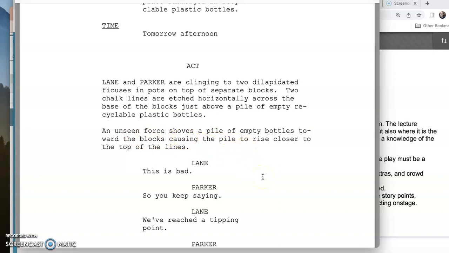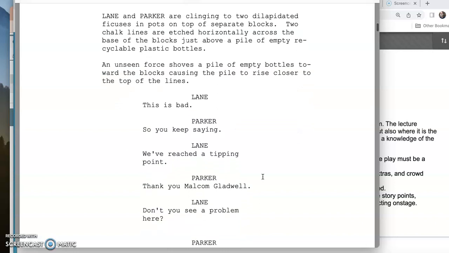That could just be a hand from off stage. It could be something mechanical, like a little plow that's coming across. Anything that constitutes an unforeseen force.